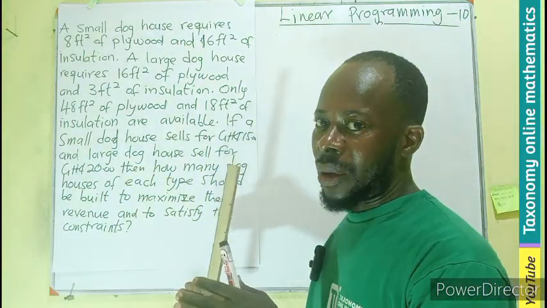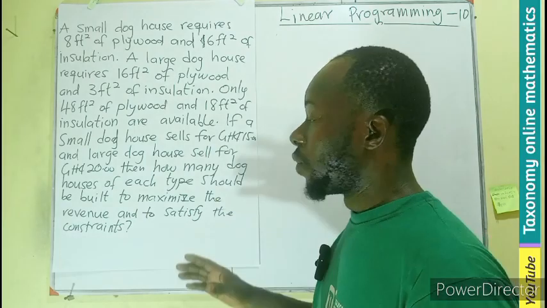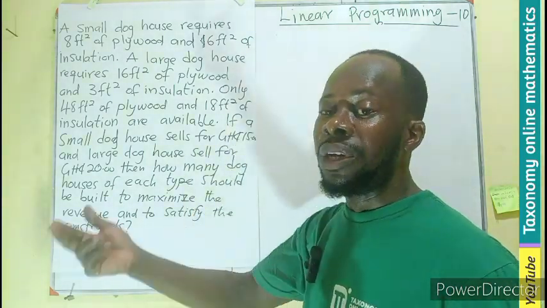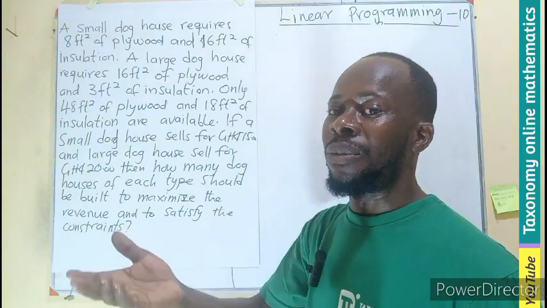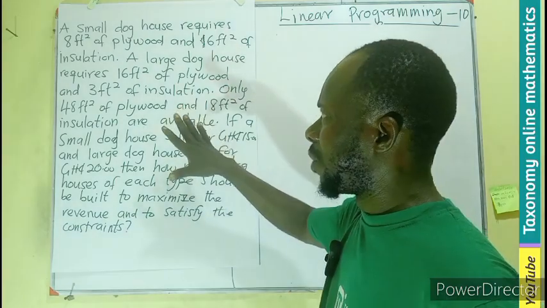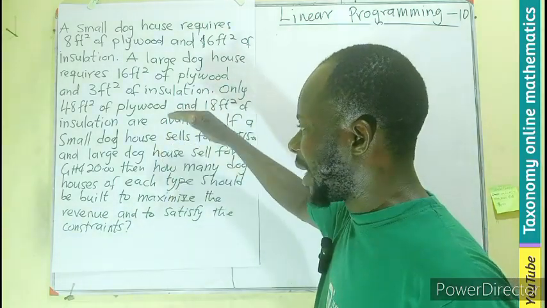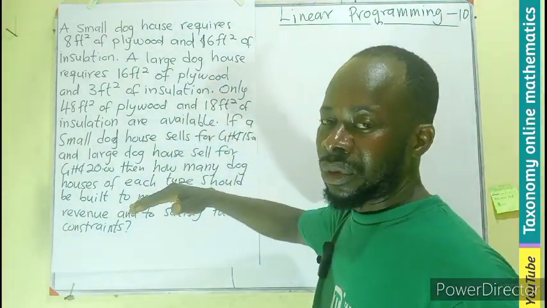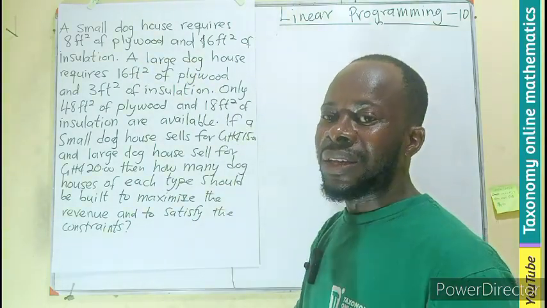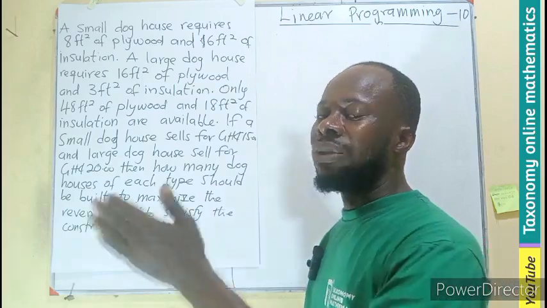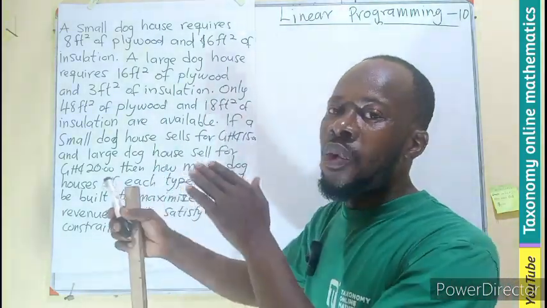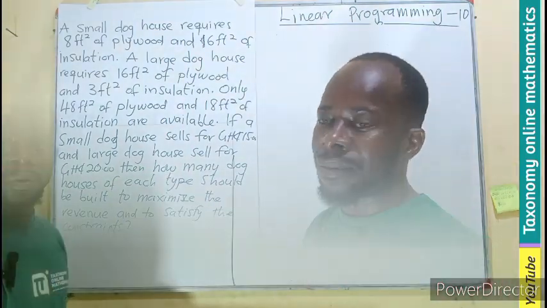If you follow our tutorial so far, you know if you have a word problem in this form, you look out for the commodity you represent by the variables x and y. Now, when we identify those commodities, we can see that we are dealing with dog houses, large and small, each of which requires plywood or insulation. So we are going to use that to generate the inequalities that we require.